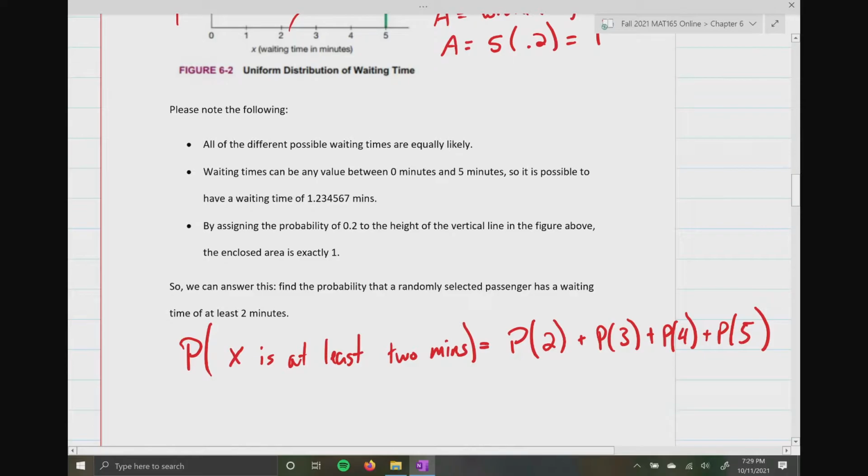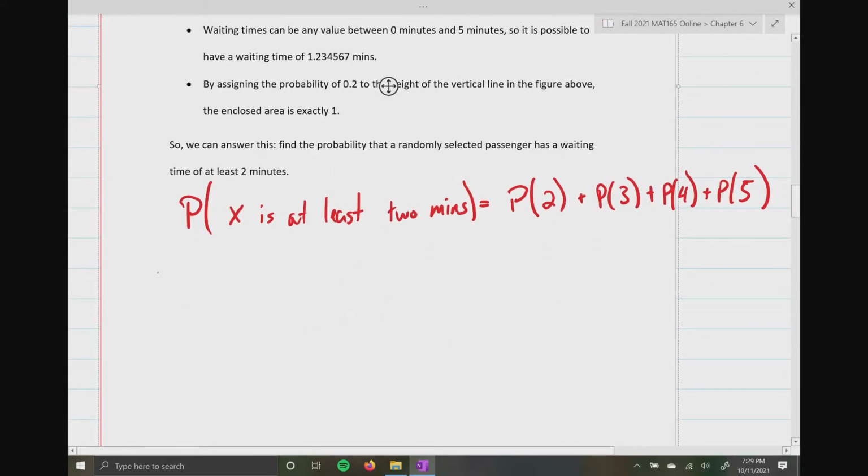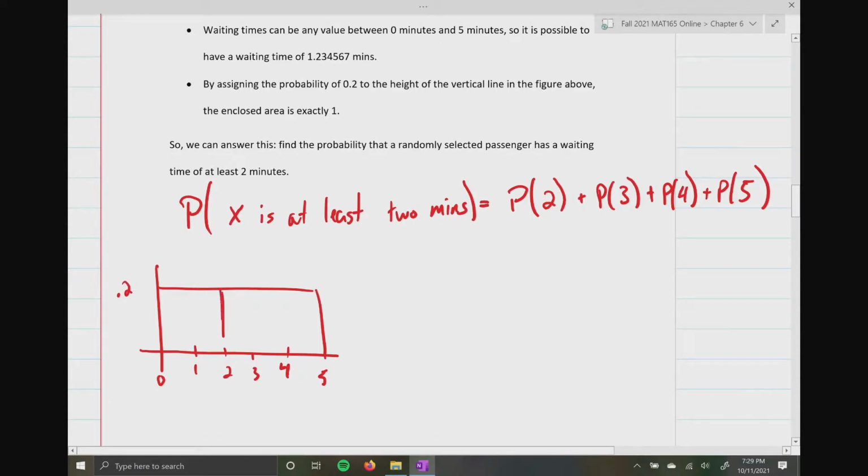Okay? Another way to visualize this is by looking at our uniform distribution here. So we have 0, 1, 2, 3, 4, and 5. What we're concerned with, oh, I'm sorry, this is 0.2. What we're concerned with is 2 or more.